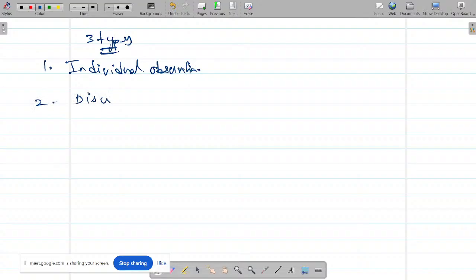Let me go for three types of problem. The first is called individual observation. Second is discrete series. And third is continuous series.